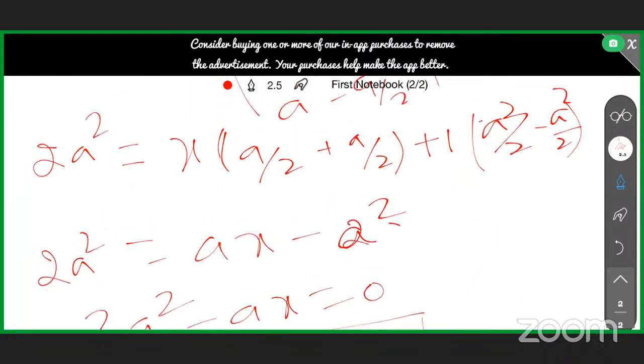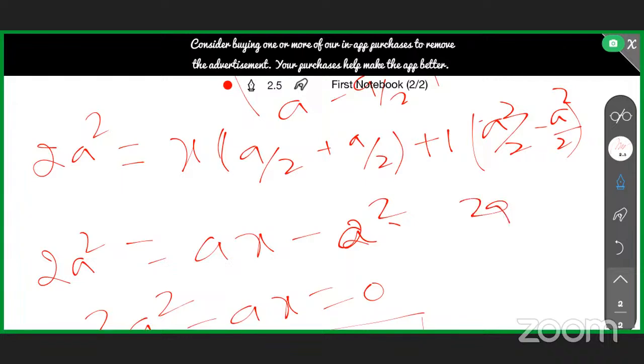Still more up. A square is equal to x, bracket a by 2 plus a by 2. A by 2 plus a by 2 will become 2a by 2. The 2 cancels, so a into x.